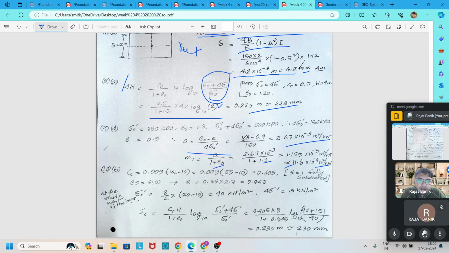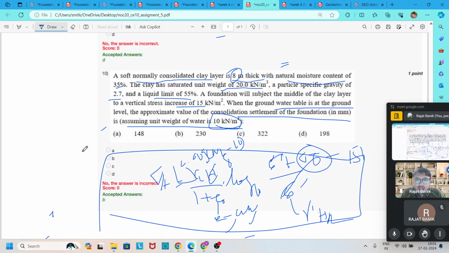I also solved it here. Cc we found, e is found, then effective stress is also found. Put all these values and the answer is about 230 mm. So our correct answer is option B.